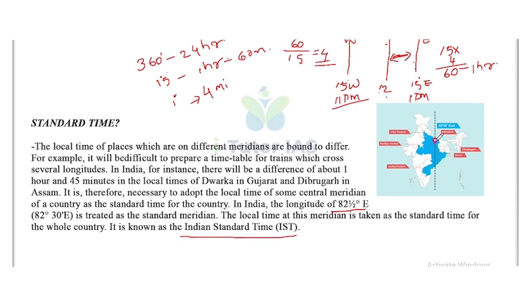This line is passing through Mirzapur in UP. Okay, look at this picture. This dotted line is known as IST or Indian Standard Time, and it passes through Mirzapur.